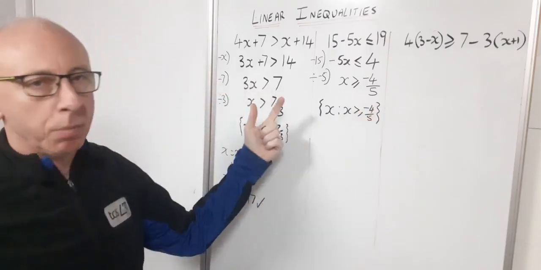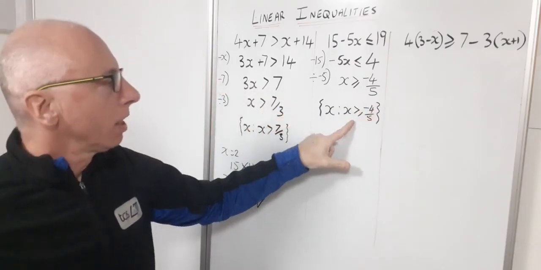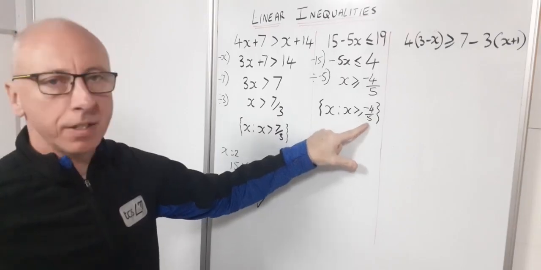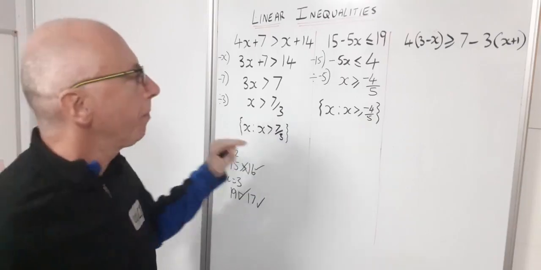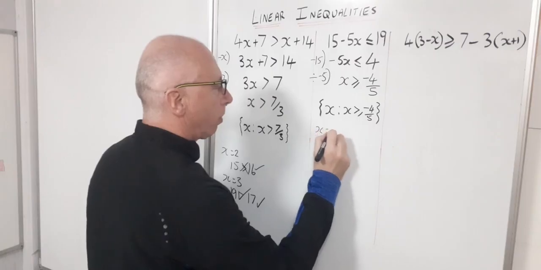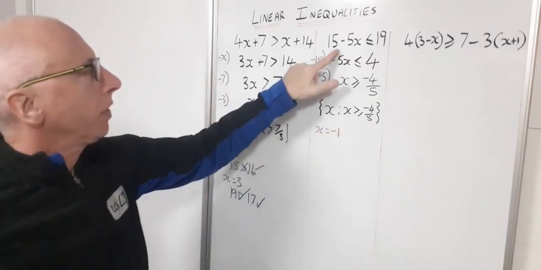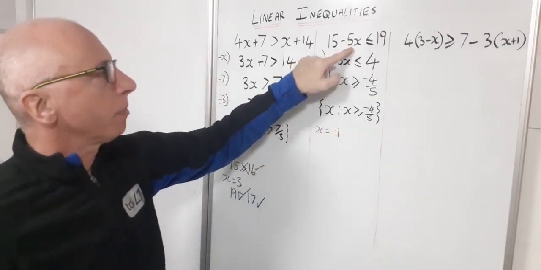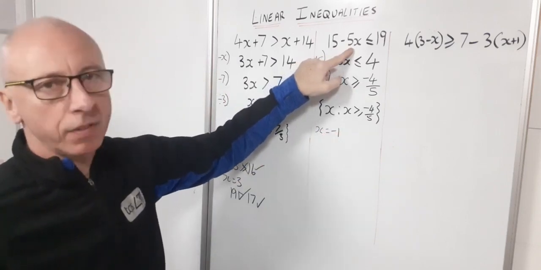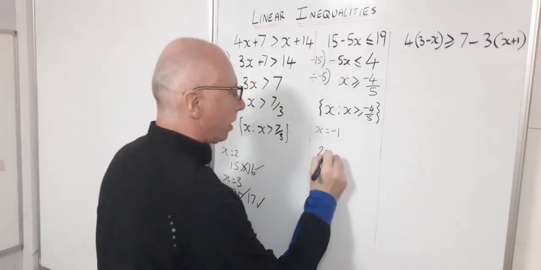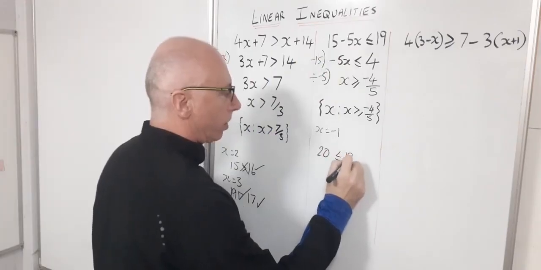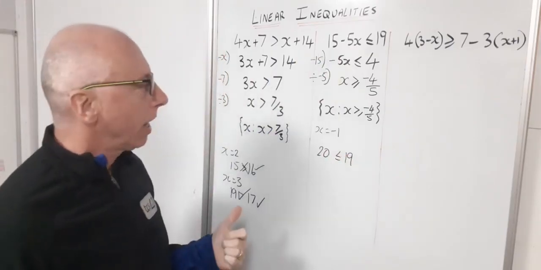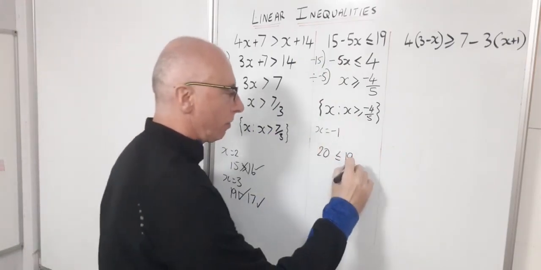Okay, now let's plug in some values and see what happens. So something that's going to be less than minus 4 over 5, let's try minus 1. So if x equals minus 1, 15 minus 5 times minus 1, so that's 15 plus 5 is 20. So 20 is less than or equal to 19. That's not a true statement, but that works for our range of values.